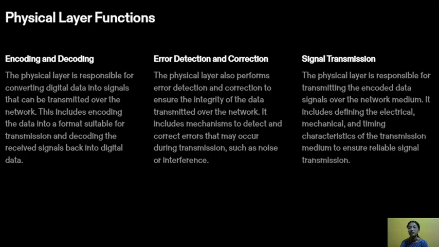Signal transmission. The physical layer is responsible for transmitting the encoded data signal over a network medium, and it also includes defining the electrical, mechanical and timing characteristics of the transmission medium to ensure reliable signal transmission.